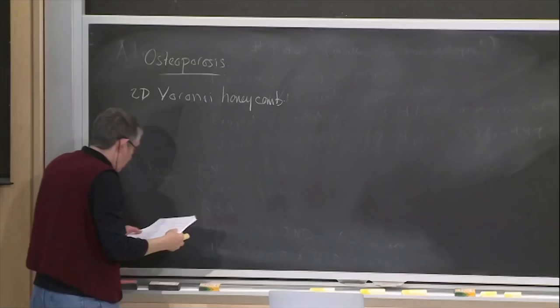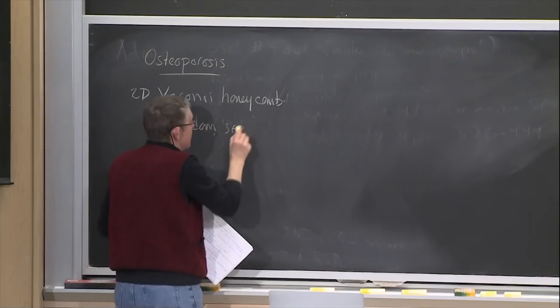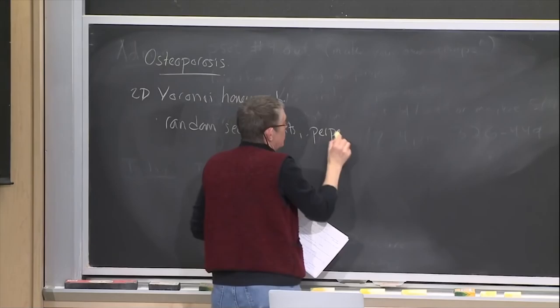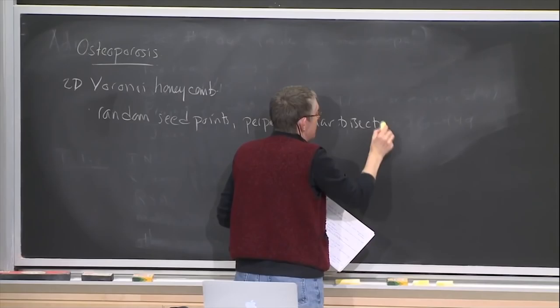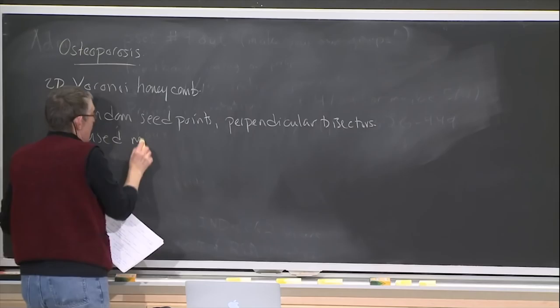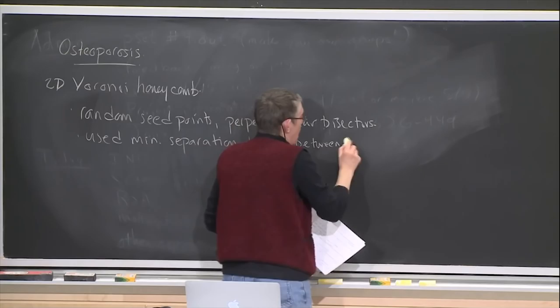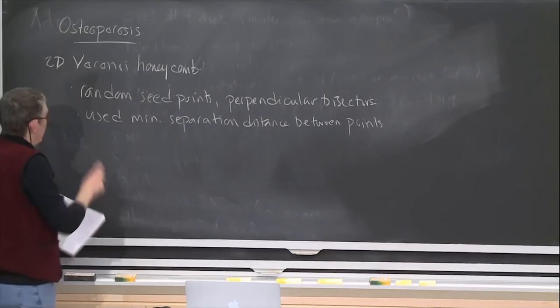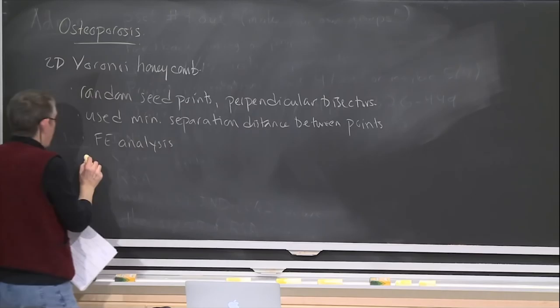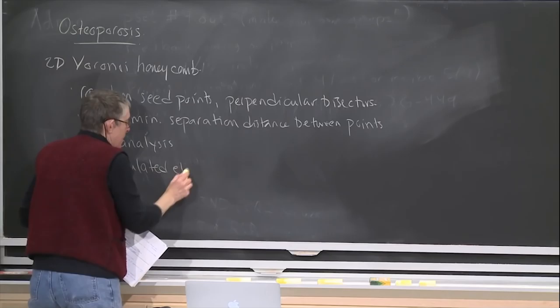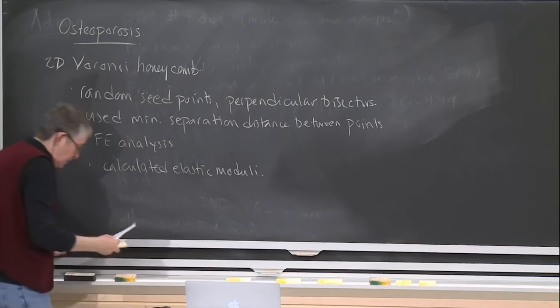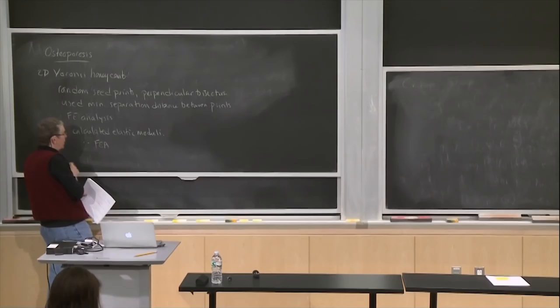For the 2D Voronoi honeycomb, we had the random seed points, and we used the perpendicular bisectors. And we used a minimum separation distance between the points. So we generated this structure, and then we did a finite element analysis. And from that, we calculated the modulus. And what we found was the finite element analysis results were pretty close to our closed form analytical model.